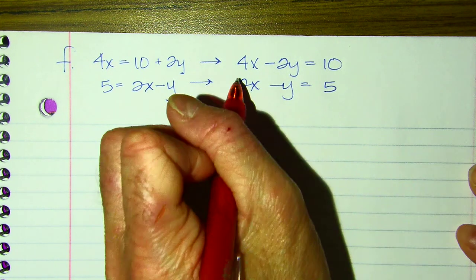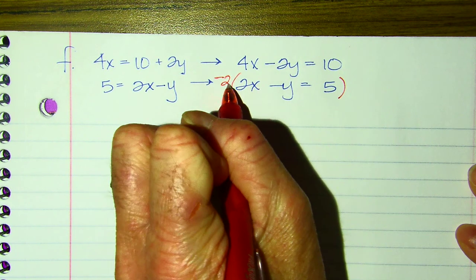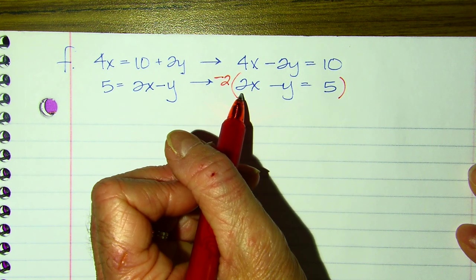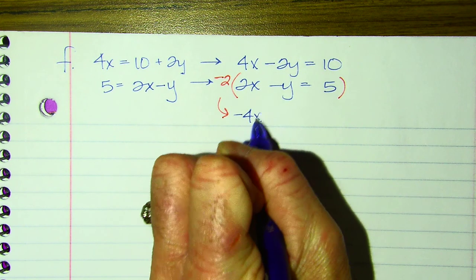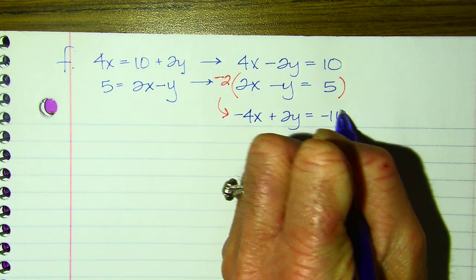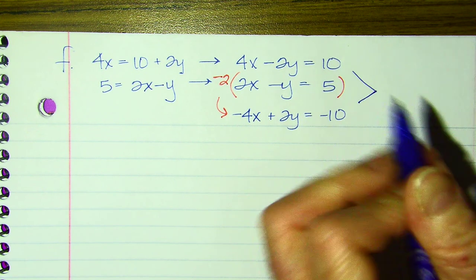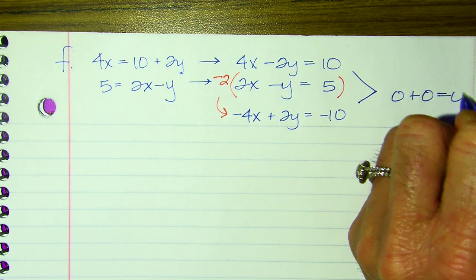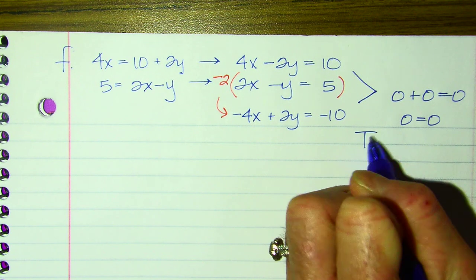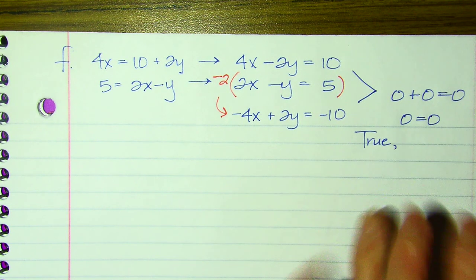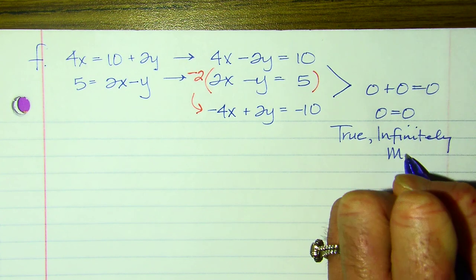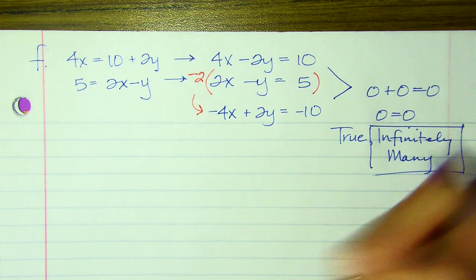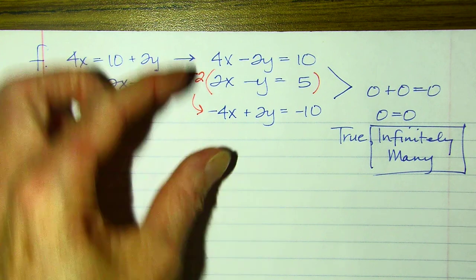And then I'm going to rewrite the bottom so it lines up. And in order to make these opposite, I'd have to multiply this by a negative 2, because negative 2 times positive 2 is negative 4. I'm going to write the result here. Negative 4x plus 2y equals negative 10. Now when I add these two together, I get 0 plus 0 equals 0. Does 0 equal 0? That is true. Everything eliminated. So for this one, it would be infinitely many. Now this is different than getting y equals 0, x equals 0. That's okay. But here my letters completely eliminated. And that's it for that lesson.